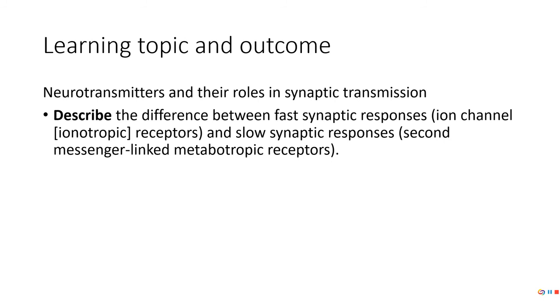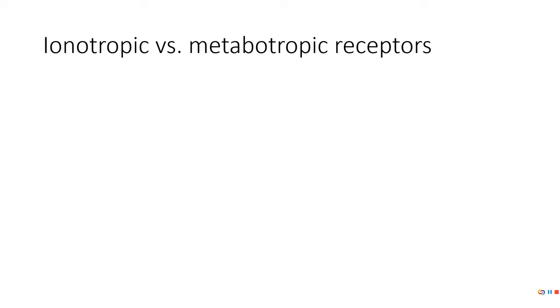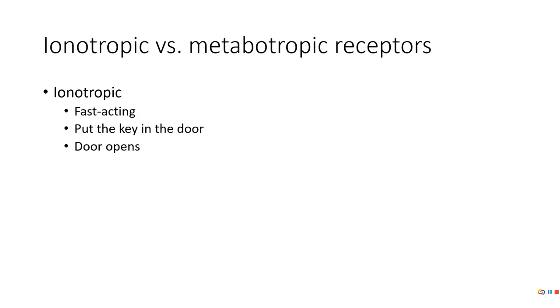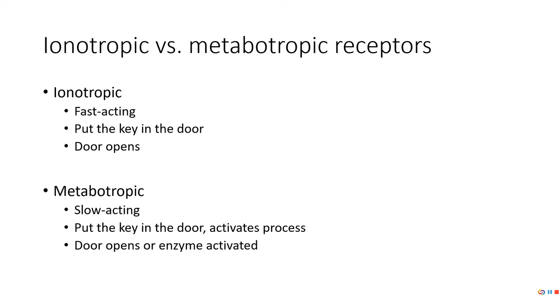or metabotropic receptors work. So another way to describe ligand-gated channels is ionotropic. These channels are fast-acting. It's essentially like putting a key into the keyhole, which ultimately allows a door to open. However, we have these metabotropic channels or G proteins. These channels are slow-acting. In this case, you put a key into the keyhole.